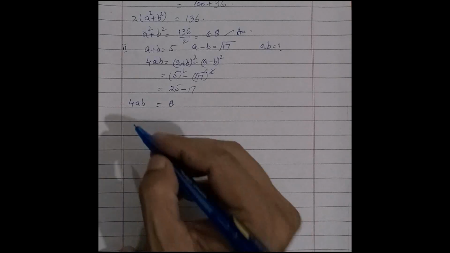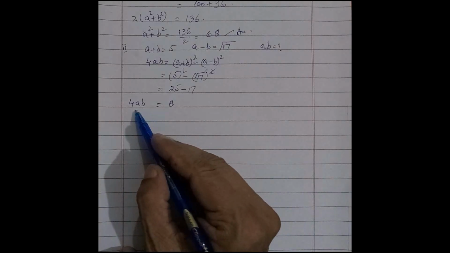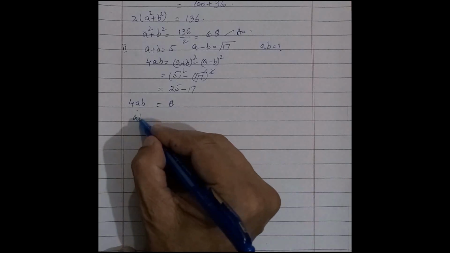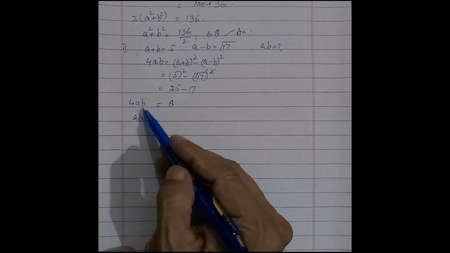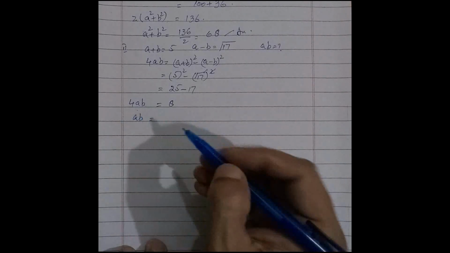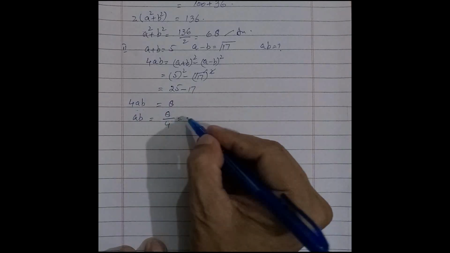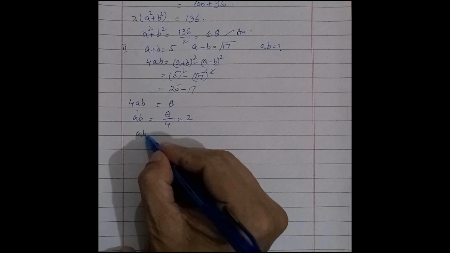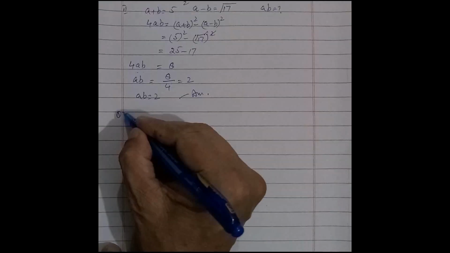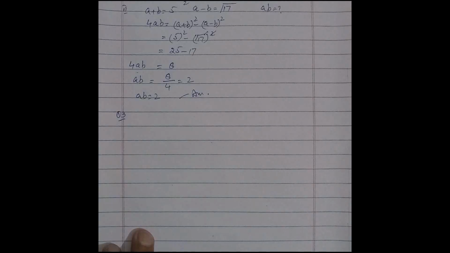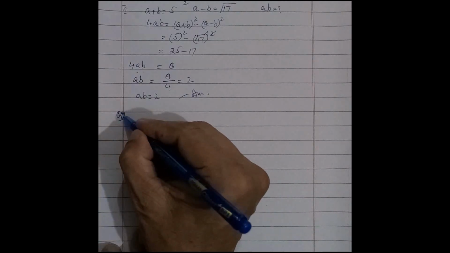and we find the value of ab. So we divide both sides by 4, we get on the left side, when we divide the 4 cancel with the 4, and on the right side we have 8 over 4, which is equal to 2. So ab is equal to 2. The question 3 is, sorry, here is question 2.